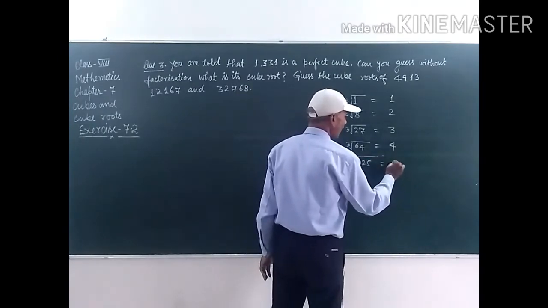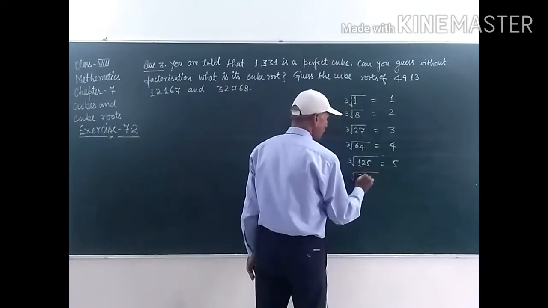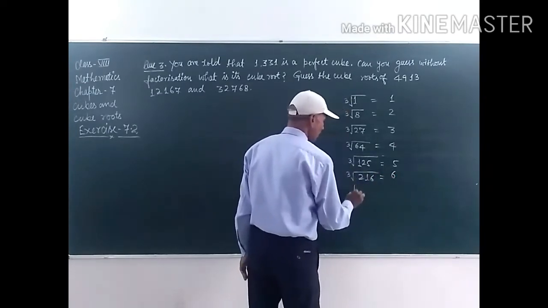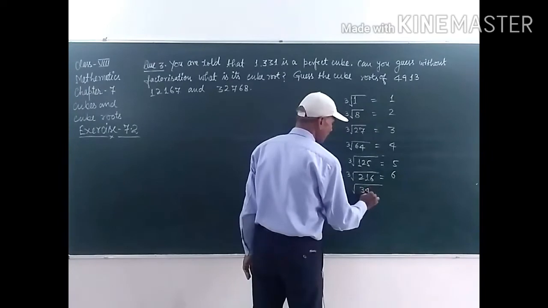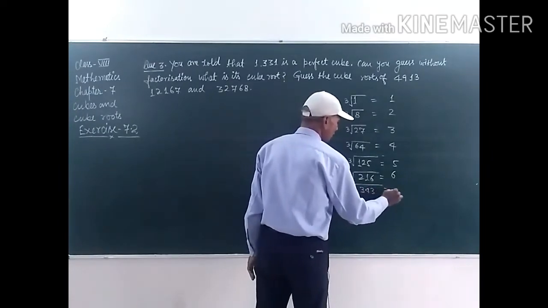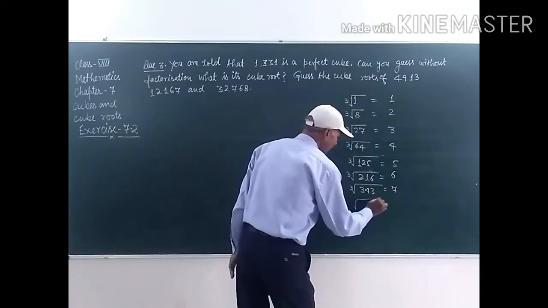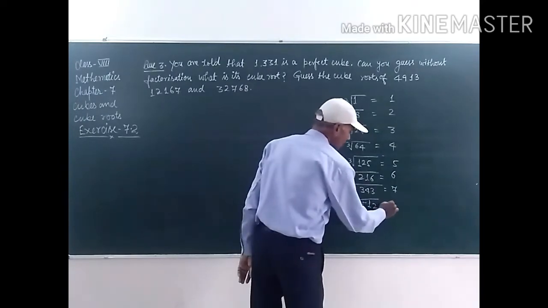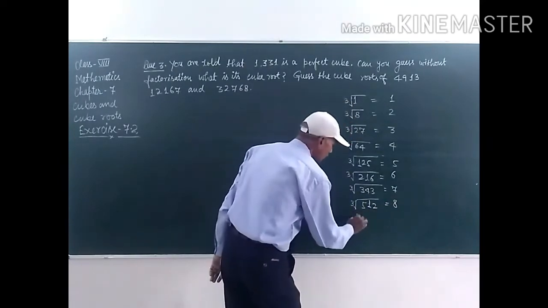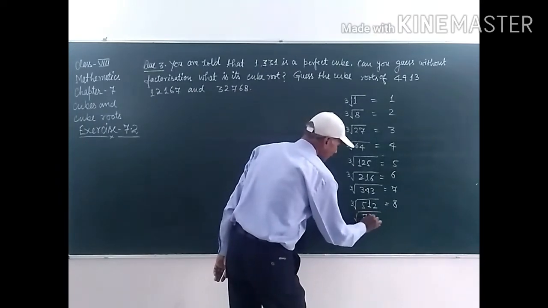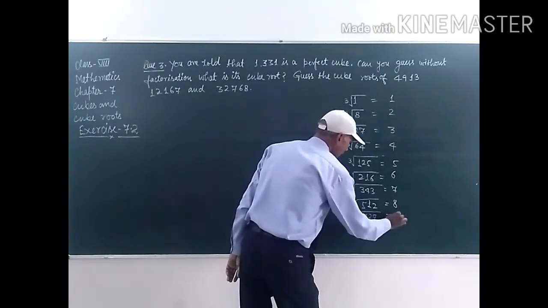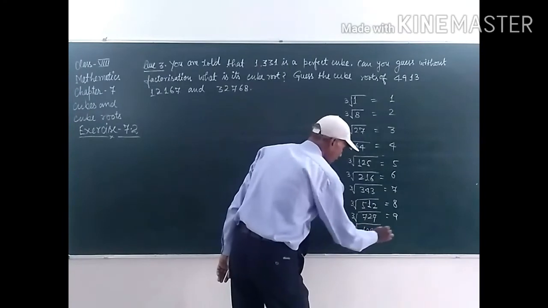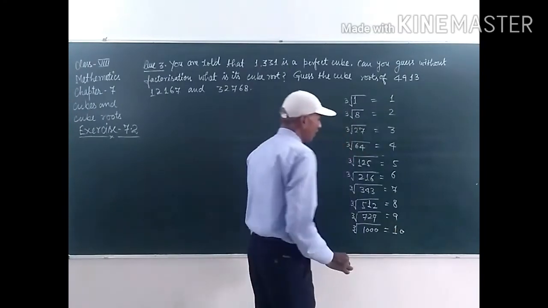is 5, cube root of 216 is equal to 6, cube root of 343 is equal to 7, cube root of 512, this one, is equal to 8, cube root of 729 is equal to 9, and cube root of 1000 is equal to 10. Clear, student?